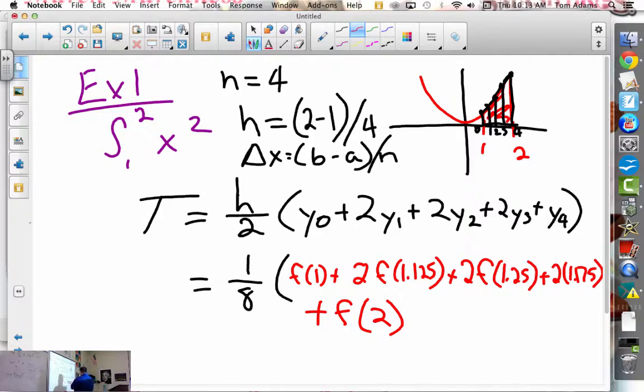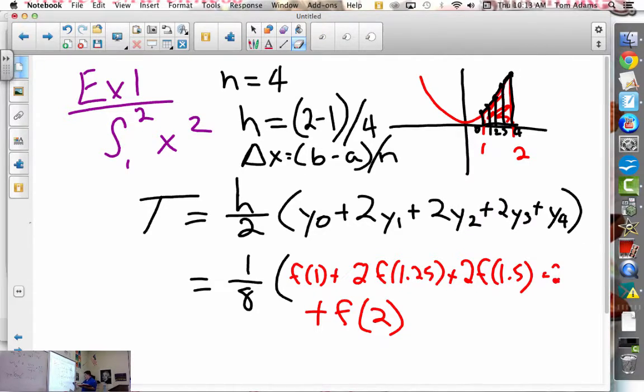Wait, let me think this through here. I've got 1 for, oh, it's 0.25. Okay, that's where I messed up. I'm doing 1/8. But really it's 0.25. So this is 1.25. All right, I made a mistake. So this would be 1.5. The book has it written in fractions, and this is how you'll plug it in your calculator. Plus 2 times 1.75, and then f of 2.